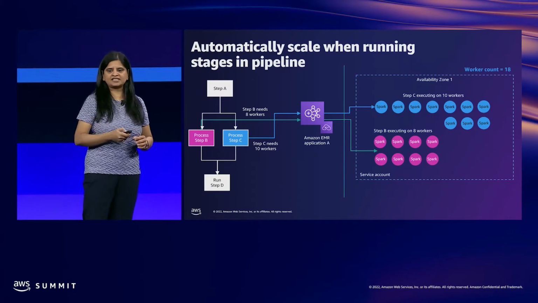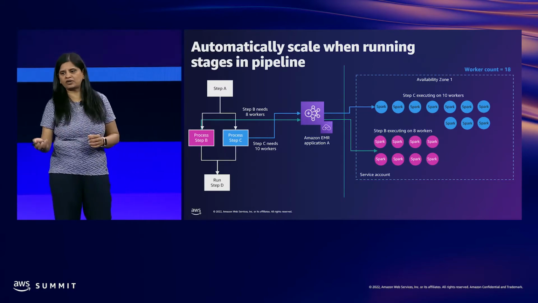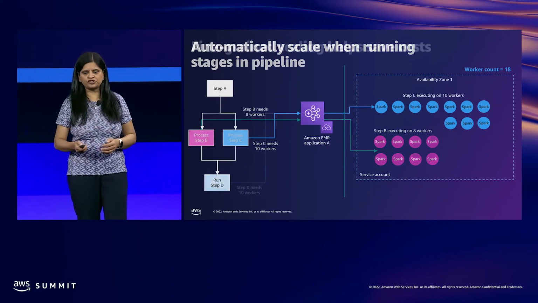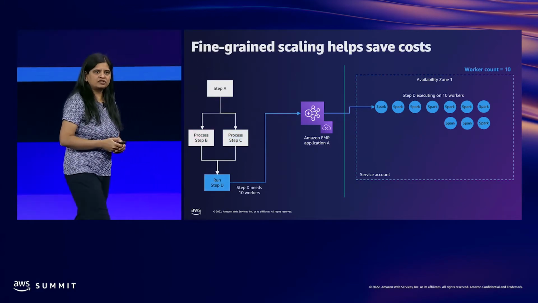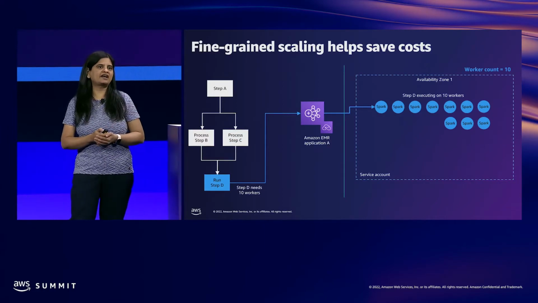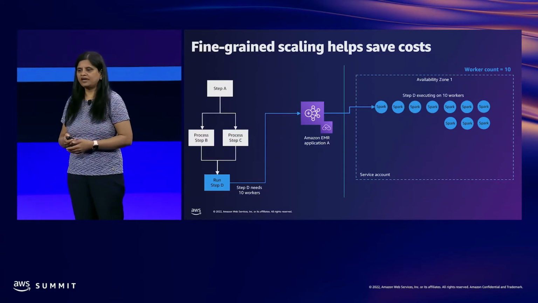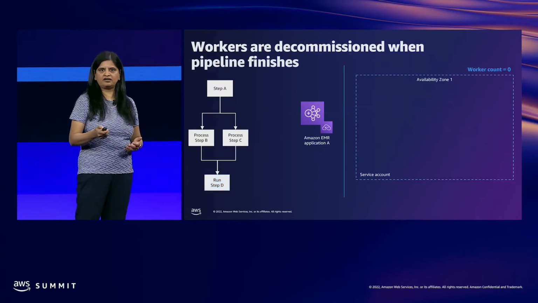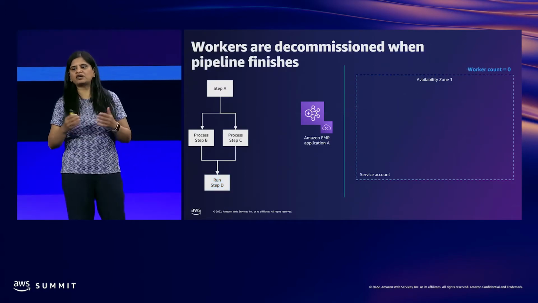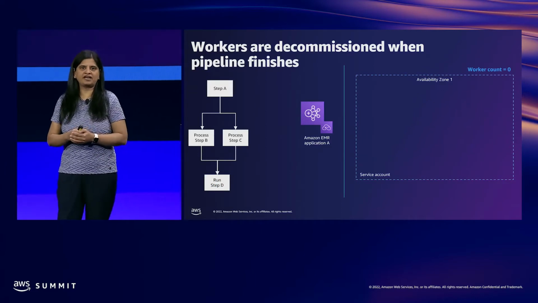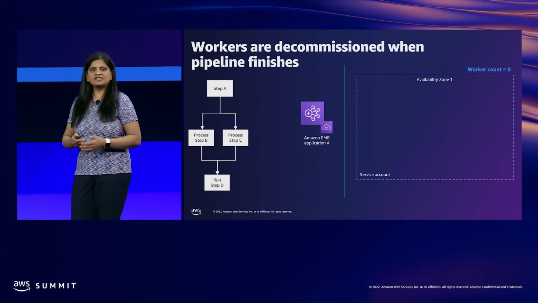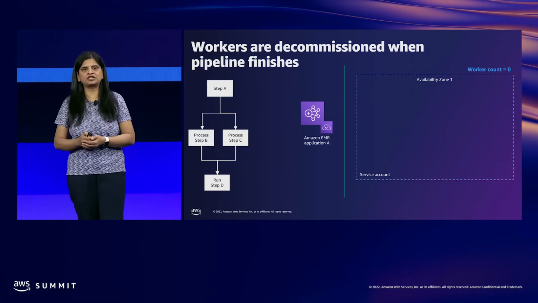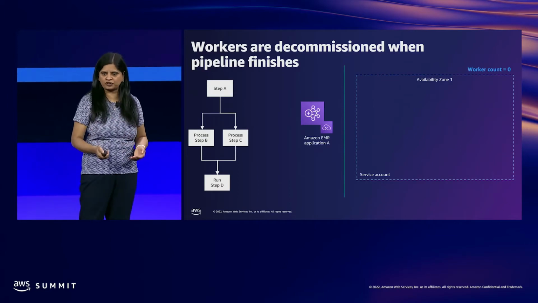So in this case, step B requires 8 workers and step C requires 10 workers. So it will spin up the required number of workers for both those jobs. And once both step B and C are done, it will run step D as a final step. Now, once step D is run on the 10 workers that it provisioned, your workers are decommissioned once the pipeline is complete. So this is a batch ETL example where you leverage orchestration tools to run your batch workloads.